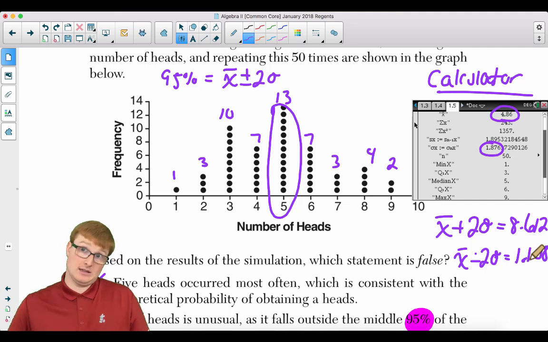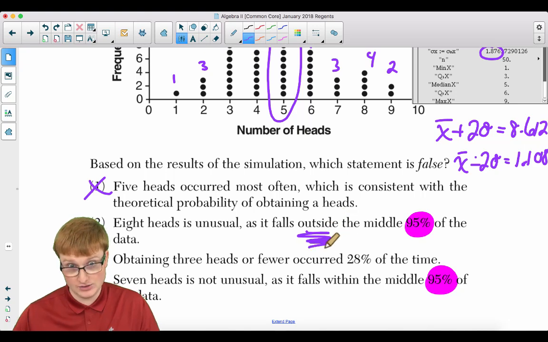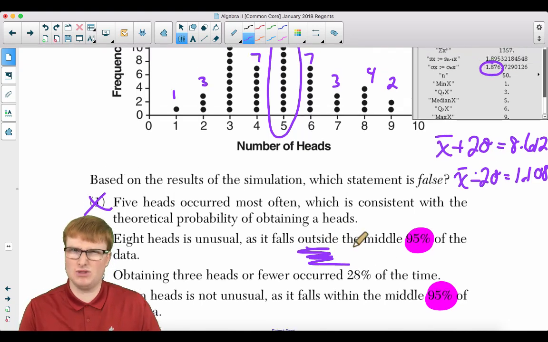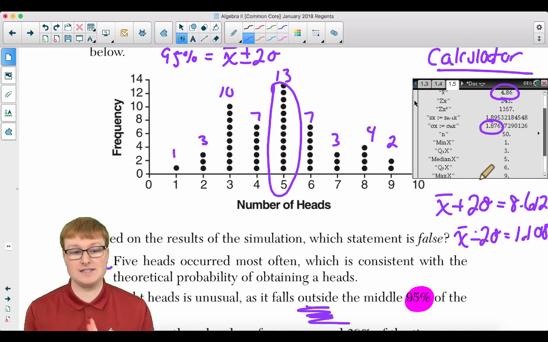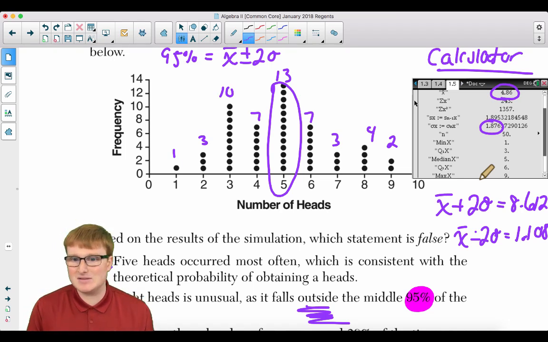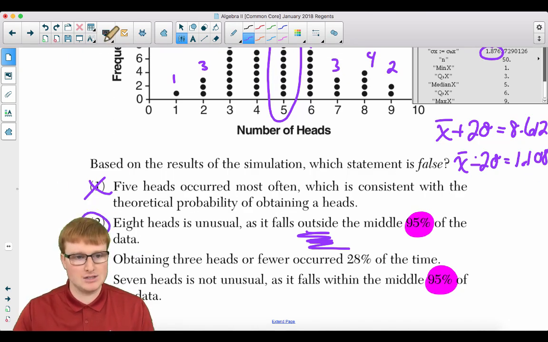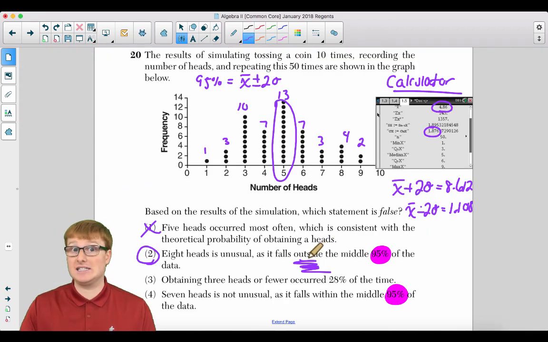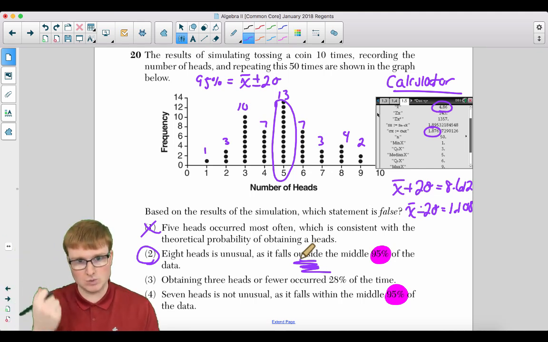Well, here's the question. Is 8 heads unusual because it falls outside the middle 95% of data? Really? I just proved to you that since the 95% confidence level or confidence interval is the mean plus or minus 2 standard deviations, and I just showed that the mean plus 2 standard deviations is 8.612, isn't 8 heads less than 8.612? Yeah. So that is actually a false statement, because it shouldn't say outside, it's inside. If that said inside, then that would be a true statement. But since it says outside, that is a false statement, which is what we wanted in the first place.